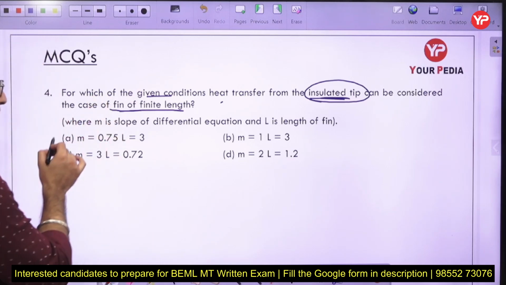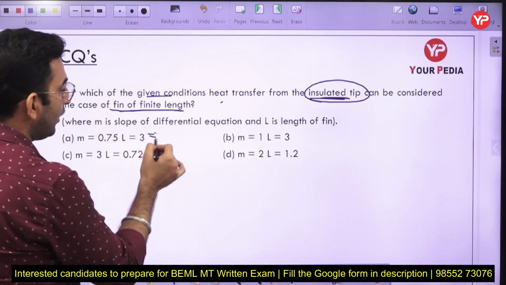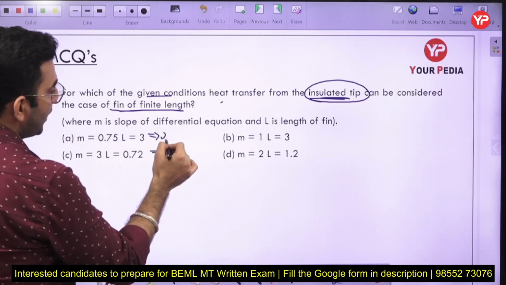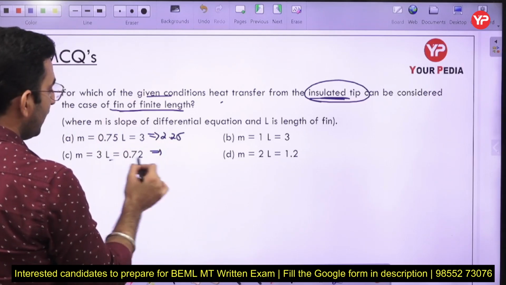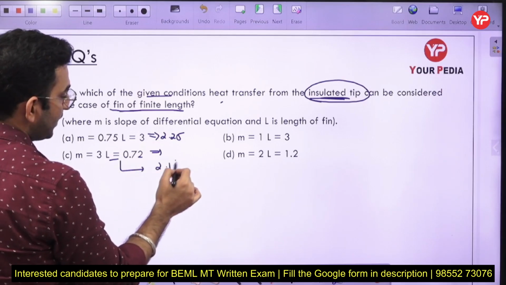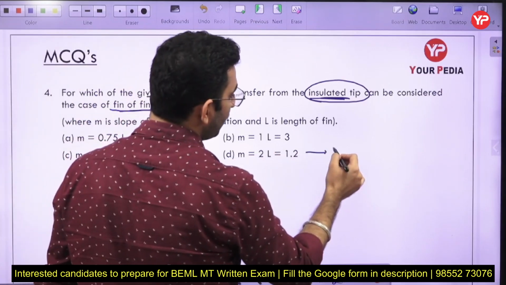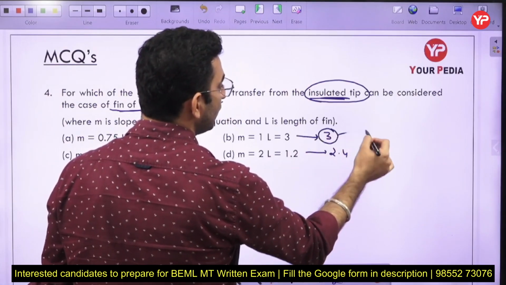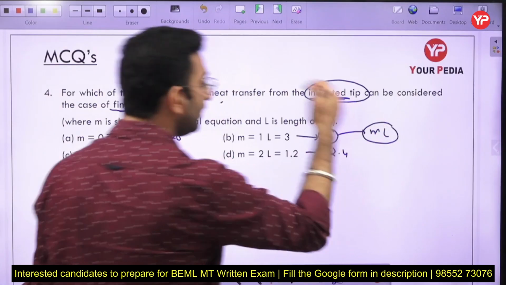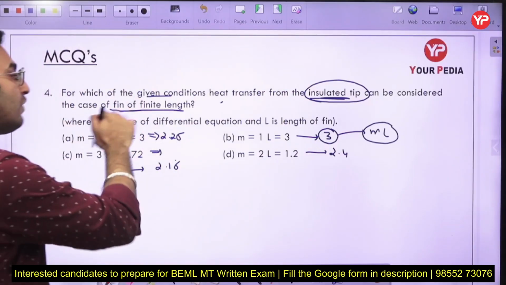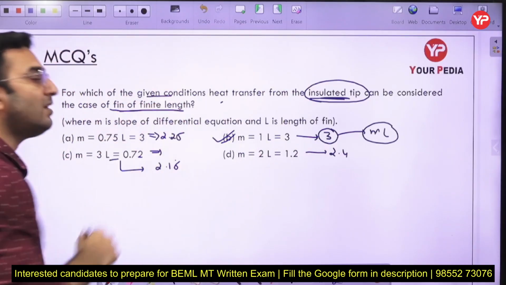Okay, so if you just check the value of the ml in each of these cases here, you will find this value is coming out to be around 2.25, this value is coming out to be 2.16, this value is coming out to be around 2.4 here, and this value is coming out to be 3. So the higher the value of the ml, that fin can be considered as a case of a fin of finite length here. So option number B will be the correct answer.